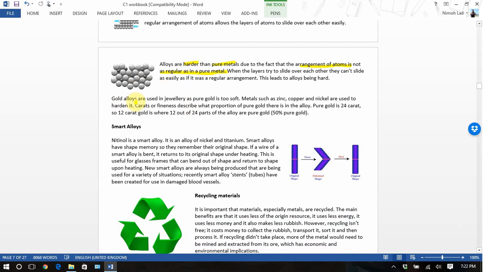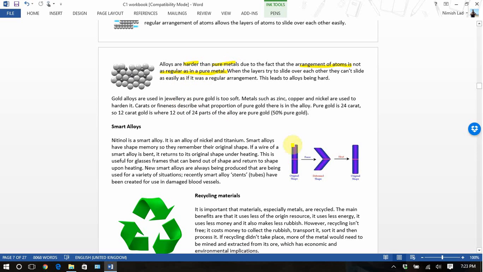Gold alloys, sorry, are used in jewellery because pure gold is too soft. So normally you add zinc and copper and metal to it to harden it. The carats, or the fineness, is what actually describes the proportion of pure gold in an alloy. So pure gold is 24 carat. So 12 carat is 12 parts out of 24 are pure gold. So 12 carat gold is 50% pure gold.